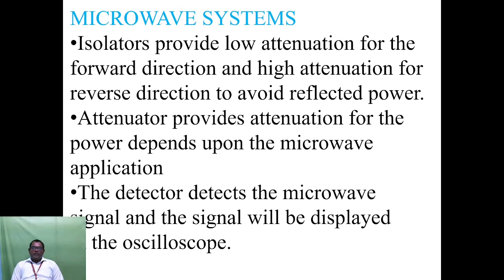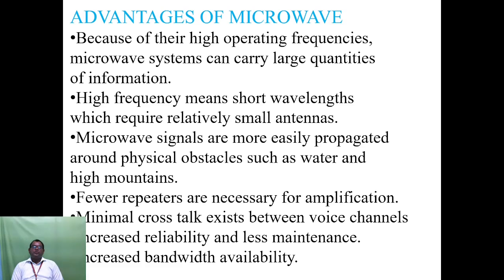The detector detects the microwave signal and the signal will be displayed in the oscilloscope or CRO, that is called the cathode ray oscilloscope. Now, some advantages of the microwave system: because of their high operating frequencies, the microwave system can carry a large amount of information from one place to another place. And high frequency means short wavelength, which requires relatively small antennas.